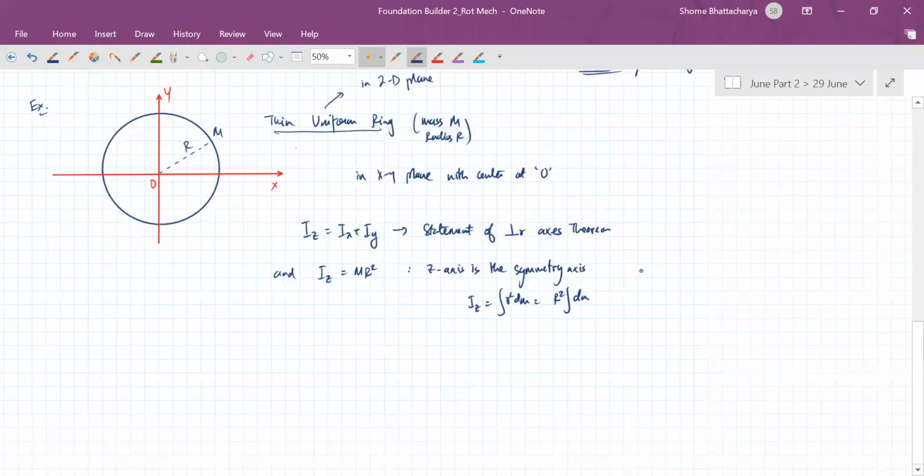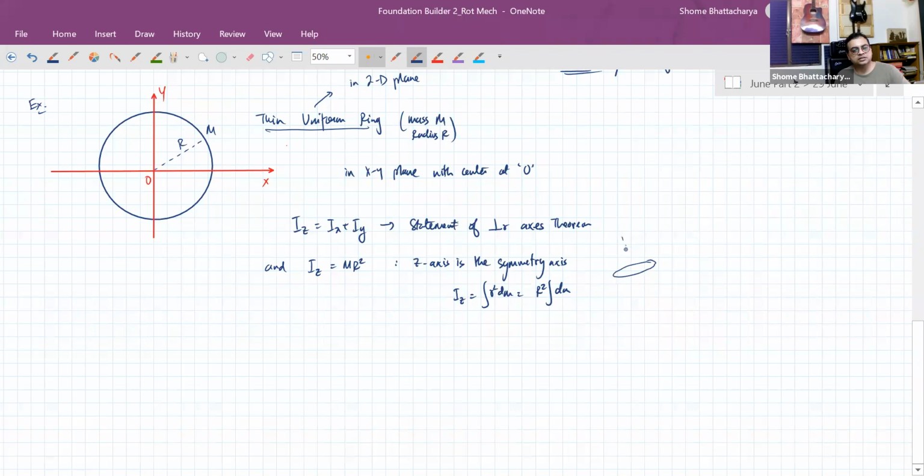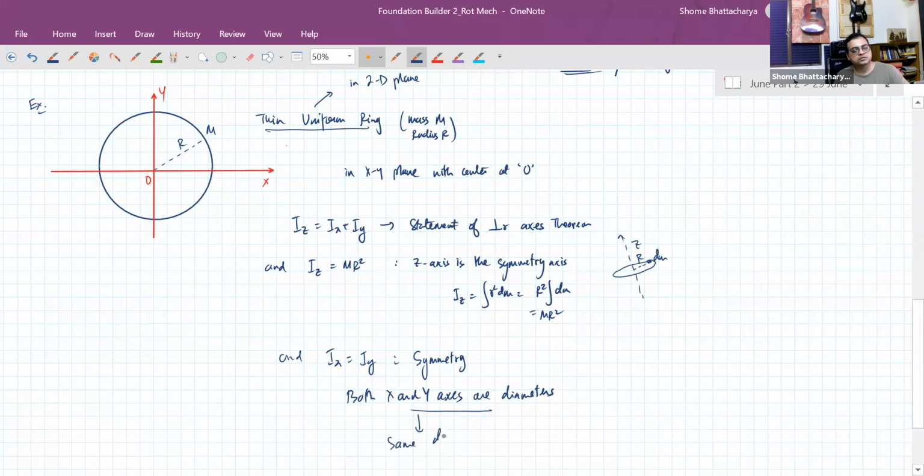Think of it like this. This is your ring, this is your z-axis. All the mass is equidistant from it. Any mass dm on it is like this. So it's mr square. And also you can see Ix will be equal to Iy. This is by symmetry, because both x and y axes are diameters. So the same distribution of mass with respect to them.